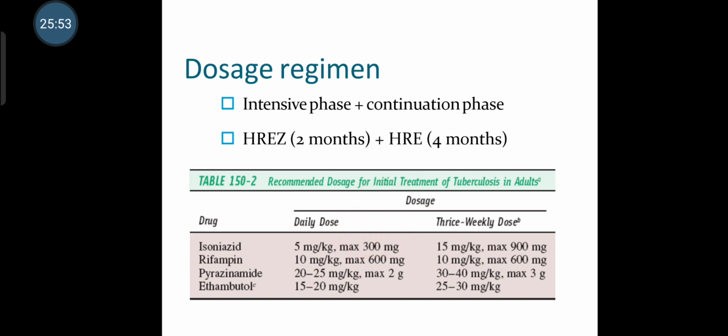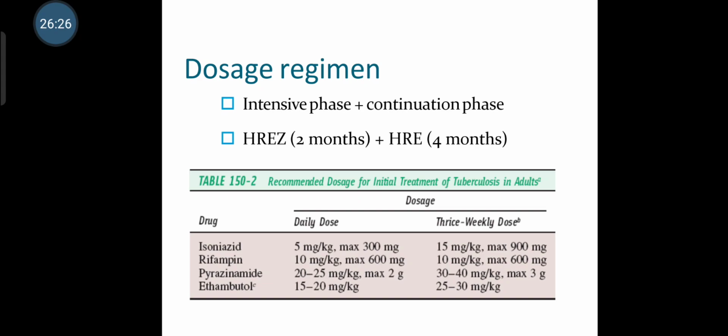So isoniazid, rifampicin, pyrazinamide and ethambutol are the first line drugs which are used. The daily dose for isoniazid is 5 mg per kg, maximum 300 mg. Rifampicin 10 mg per kg, maximum 600 mg. Pyrazinamide 20 to 25 mg per kg, maximum 2 grams can be given. Then 15 to 20 mg per kg of ethambutol. So this is the daily dose which is given.